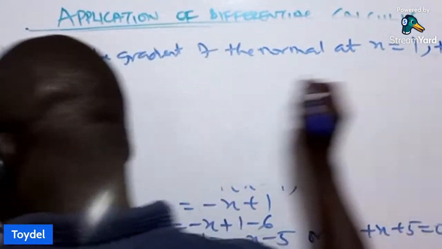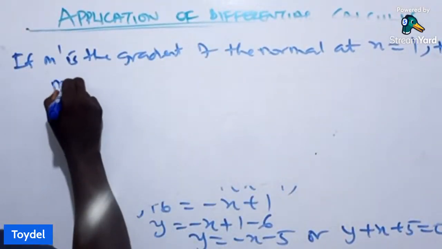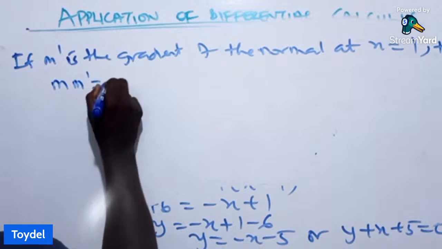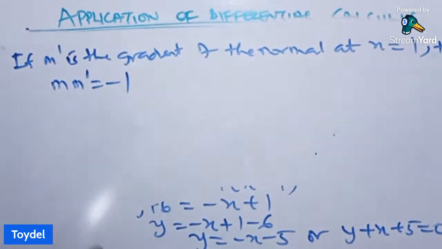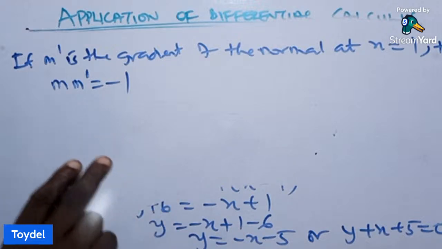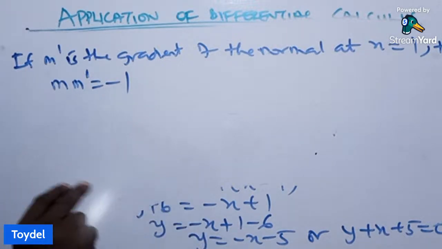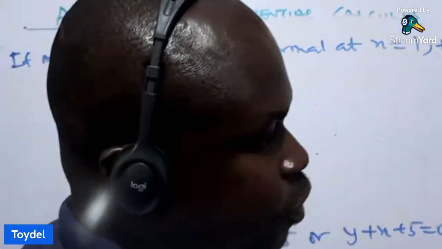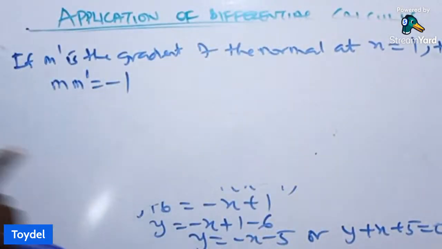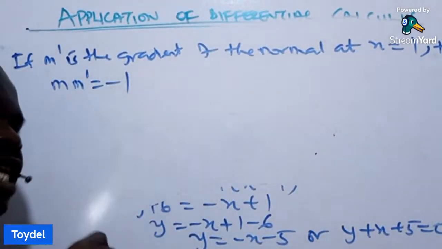Then m multiplied by m prime is going to give us minus 1. Please check my video on the gradients of 2 lines. There are 2 conditions. If the 2 lines are parallel, their gradients will be equal. But if the 2 lines are perpendicular, the product of their gradients is going to give us minus 1.